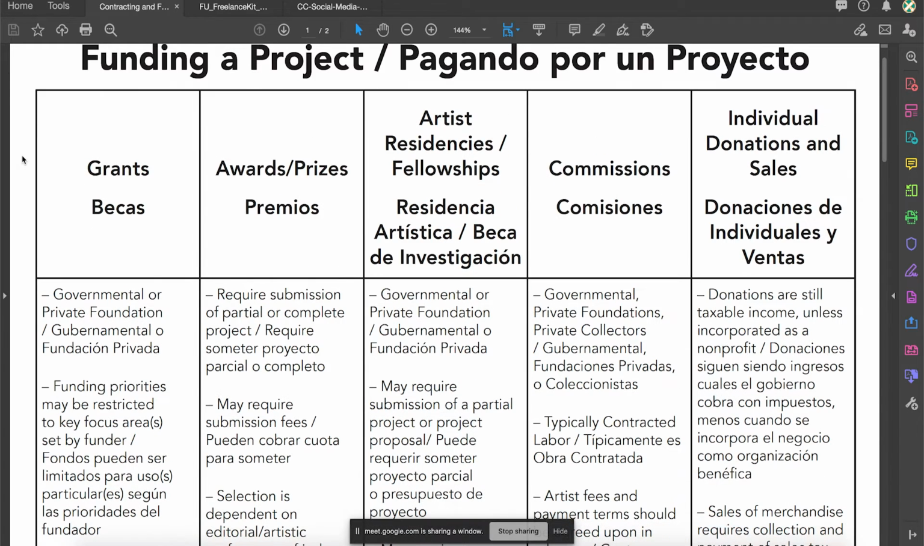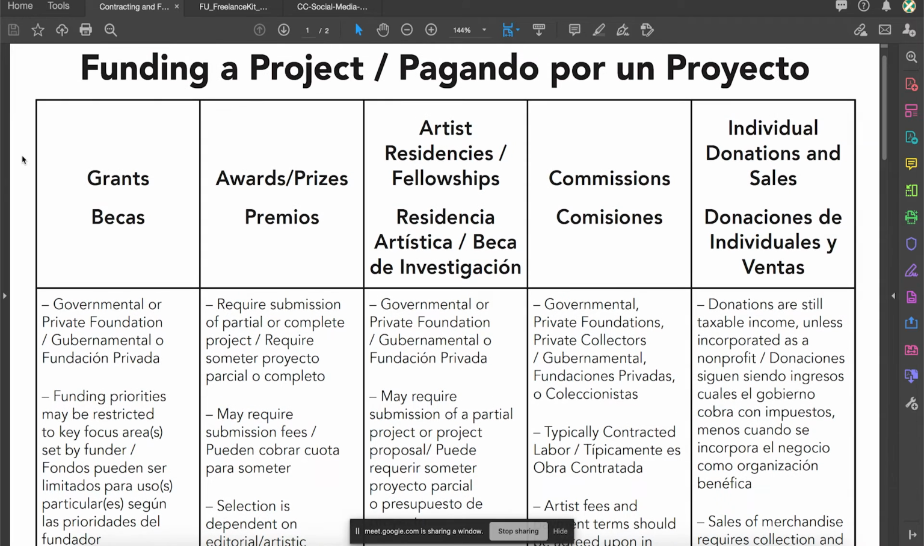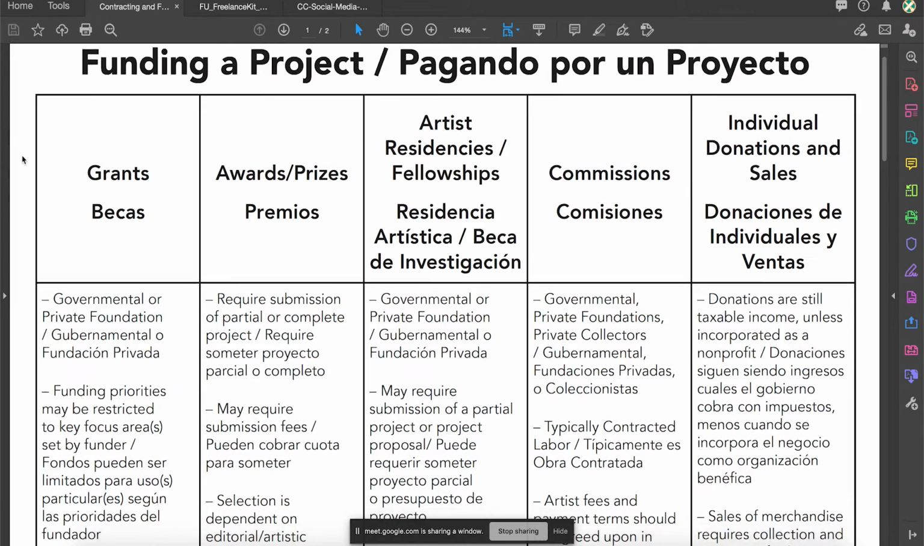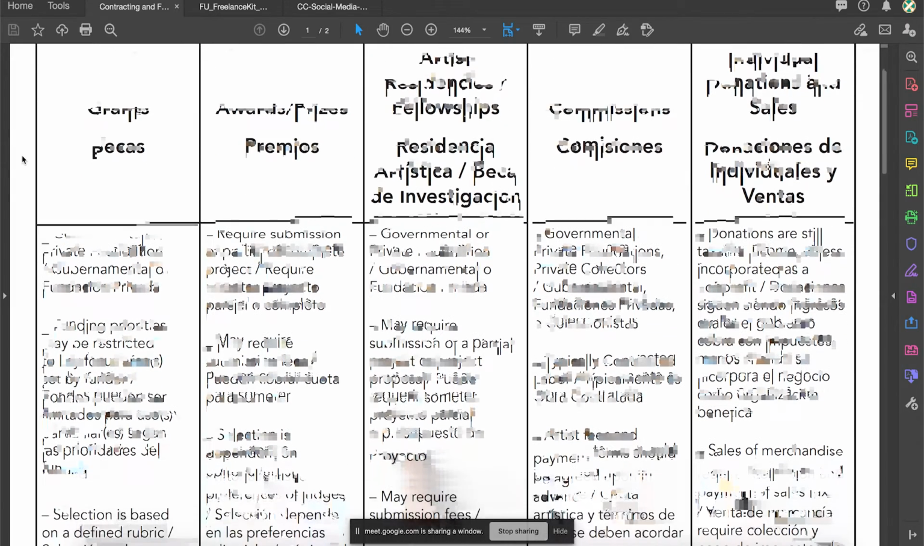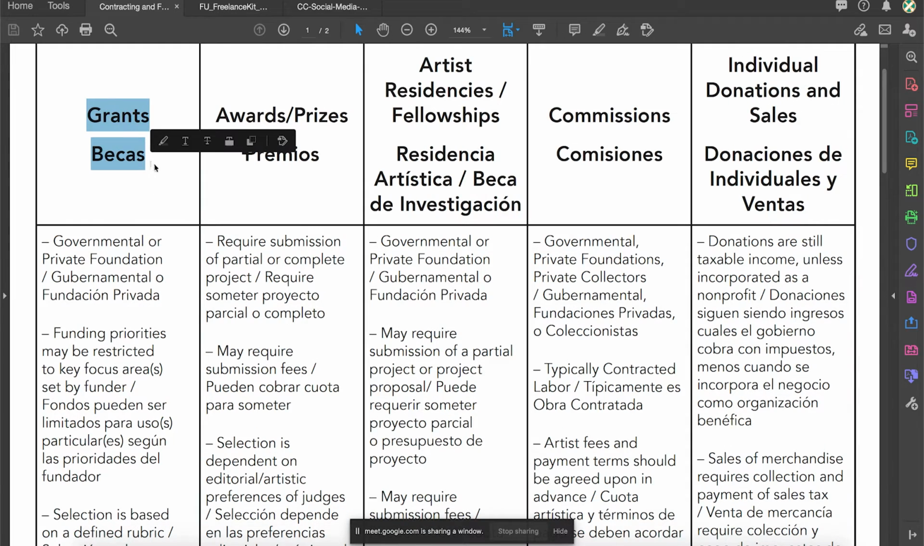But here for this week, I did create this handout that I'll be posting to Google Classroom later when I upload this video to YouTube. But this handout is basically designed to help give you some things to really think about as you start looking into these different opportunities. The first one is grants. Right? So aquí tienen las becas.